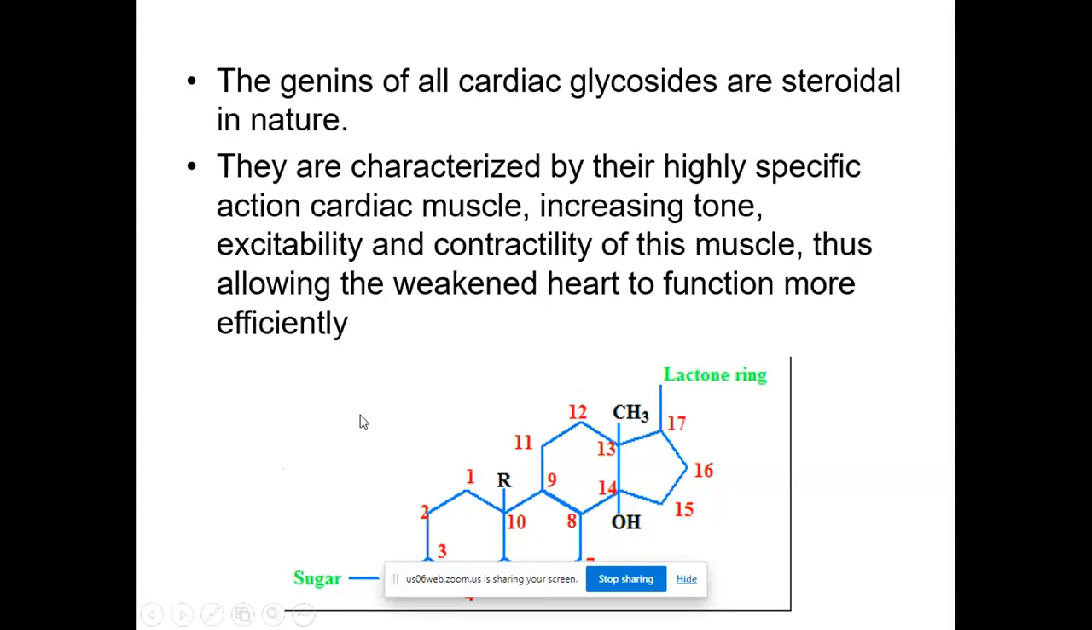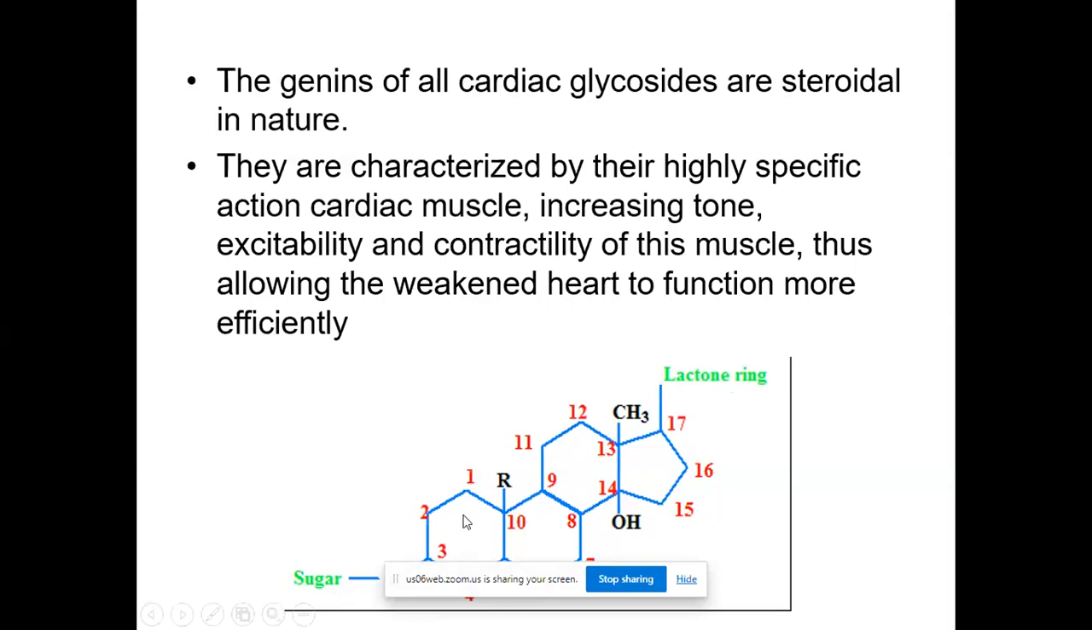Yeah. So it has three parts. It has the sugar moiety, the steroid. I will name this A, B, like the heterocyclic structure. So this will be A, B, C, D, our rings, and then it has the lactone ring. On the third carbon, you'll see that it will link to the sugar moiety. On the 17th, it will link to the lactone ring.